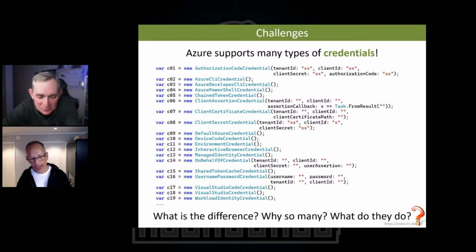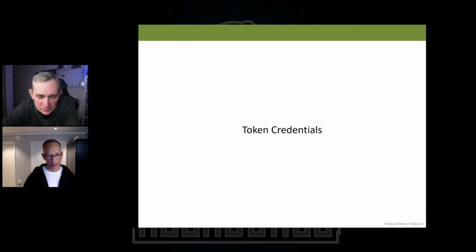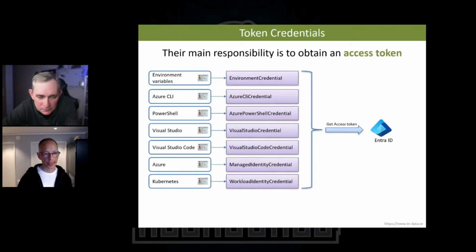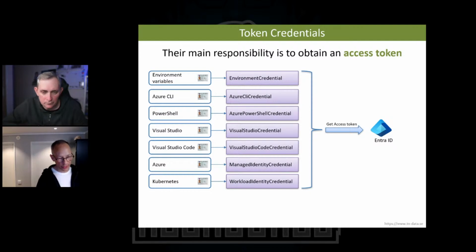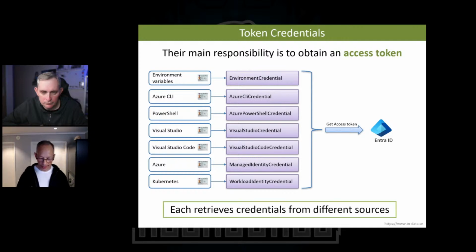But then, of course, the question is, why do we need so many different ones? And what do they actually do? Well, all of them want to help you get an access token from Entra ID. And they will look in different places for those credentials. It might be in Visual Studio Code, it might be in Kubernetes, it might be in Azure, it might be inside PowerShell or your Azure CLI or your environment. So they will look in different places for some credential and then try to get an access token from Entra ID. Okay, that makes sense.